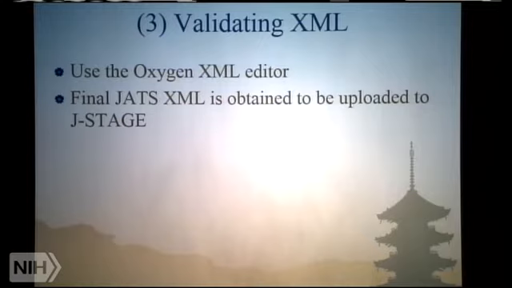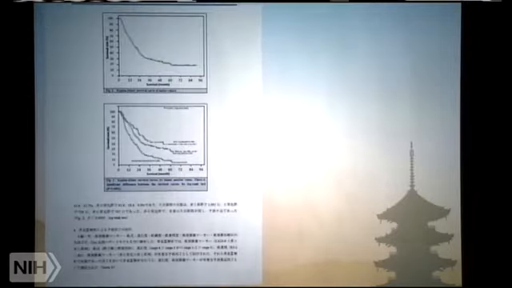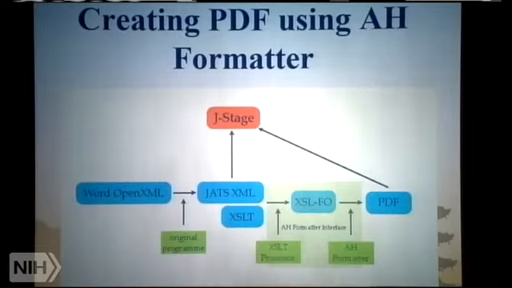However, we need to make a PDF file. JJ is not published in print, so there is strong demand to view articles in PDF. This is a PDF image corresponding to the HTML in the previous slide. This is the figure page of the PDF. We created the PDF by using AH Formatter. AH Formatter is software developed by Antenna House Inc.